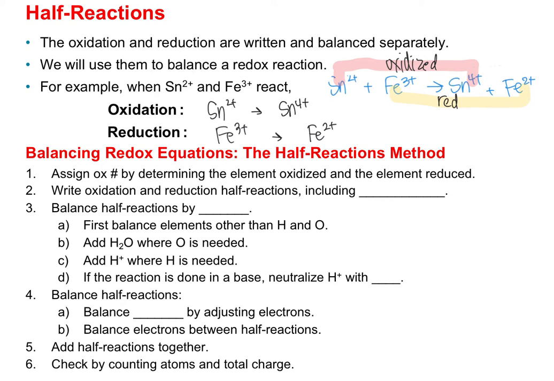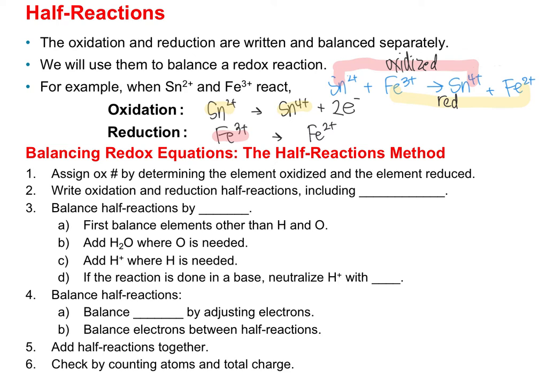So for tin, I have a +2 on the reactant side, and I have a +4 here. So I need to add electrons. Electrons, if you remember, are negative charge, so it's going to decrease the charge. So I'm going to put it on the side that has extra charge. So I'm going to put electrons over here. In order to make sure we have +2 and +2 on each side, I need 2 of them.